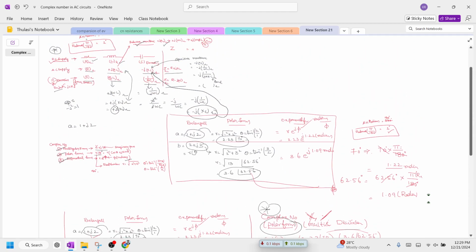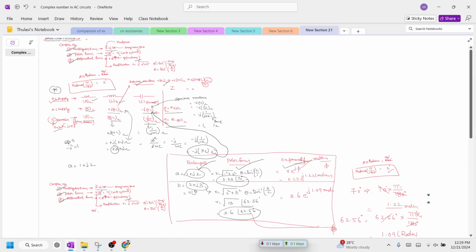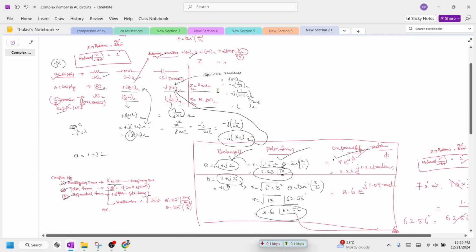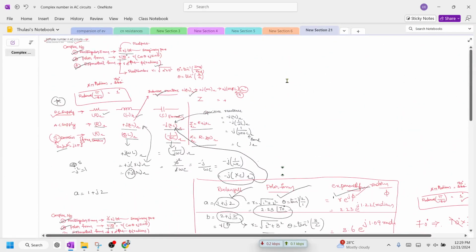So there are three ways of representation: rectangular, polar and exponential. This is how to convert one number to another different form. So this is all about complex numbers and how complex numbers make our analysis easy. So hope you understand all the things very clearly.